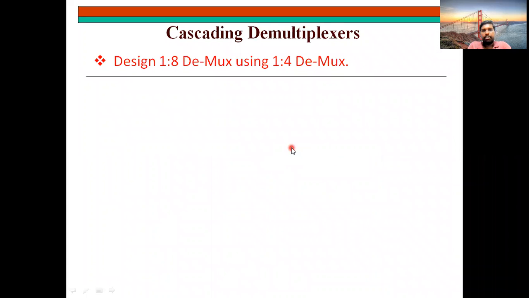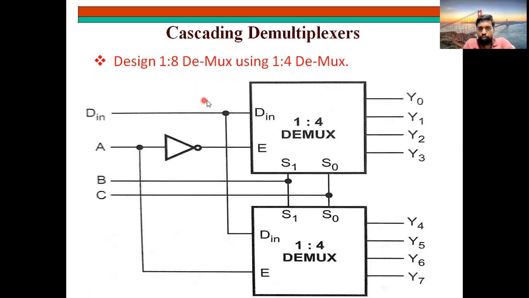Let's go. So see here, same concept, expansion of demultiplexers. So how to expand a normal 1:4 into 1:8? Take two 1:4 demultiplexers. For a 1:4 demultiplexer, we will have two selector inputs, S0, S1. Like that for the second demux also, you will have two. I tied up these two and named them B, C. But as per the circuit, 1:8 means we should have three selector inputs. Why? Because it is 2 power 3.